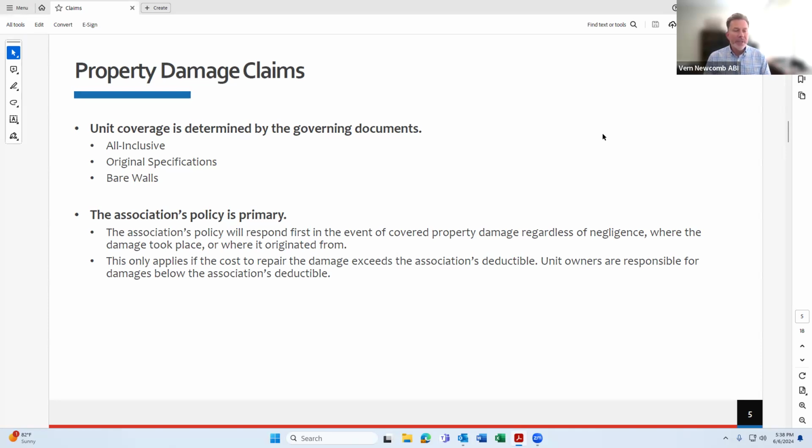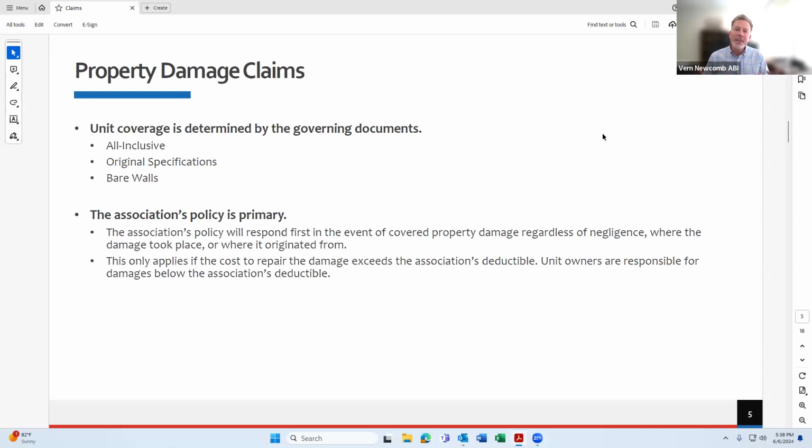And so how this works is the association's policy covers common area, limited common area, but it does not cover the finished interior of the unit. The unit owner would have to get that coverage themselves. And another thing to understand when it comes to an association's policy is which policy is primary.